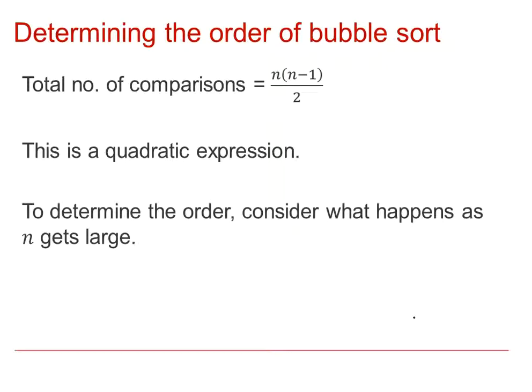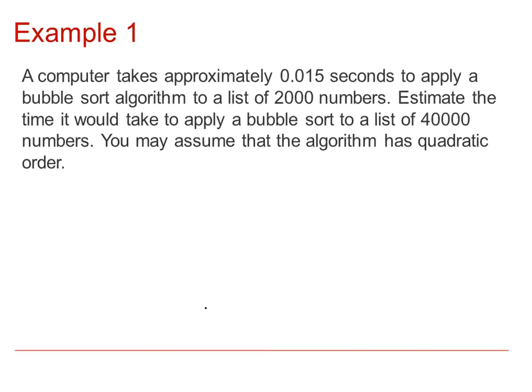To determine the order or the complexity, consider what happens when n is large. When n is large, the dominant term here is n squared. If you expand these brackets, n squared is the dominant term as n gets bigger, and therefore we say it's quadratic complexity.